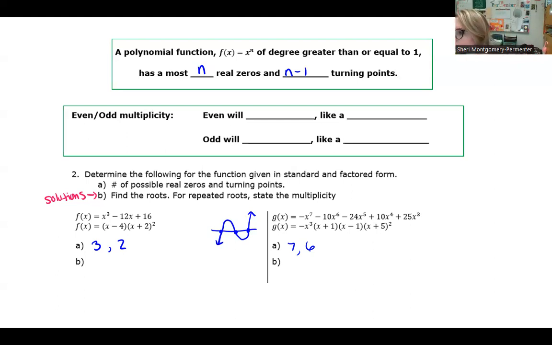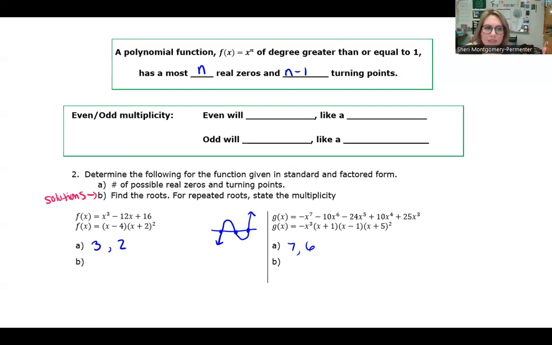So, yes, sir. It's 1 less than the first one. So if you have whatever the degree is, it's 1 less than that is how many turns you can have.